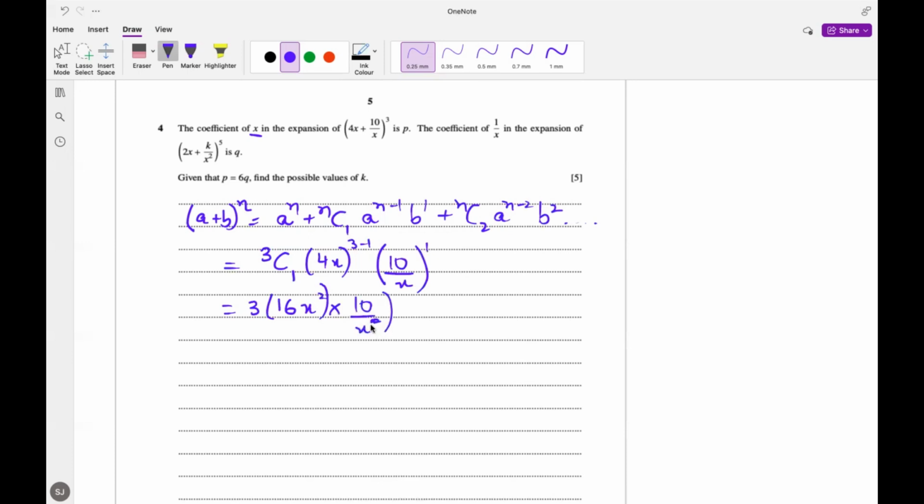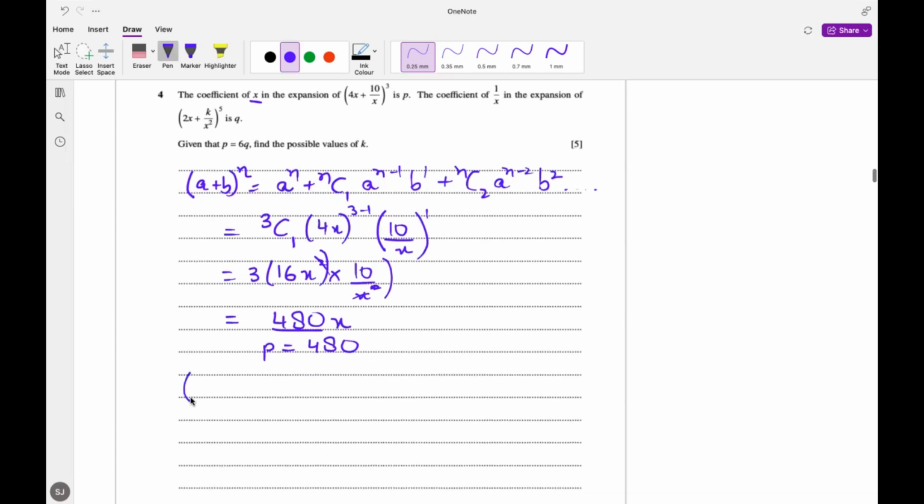So this x and this x square will cancel and we'll get 480x as our value. So this is the value of p. So p equals 480. And now in the next part, we have to find the coefficient of 1 upon x in the expansion of (2x + k/x²)^5.